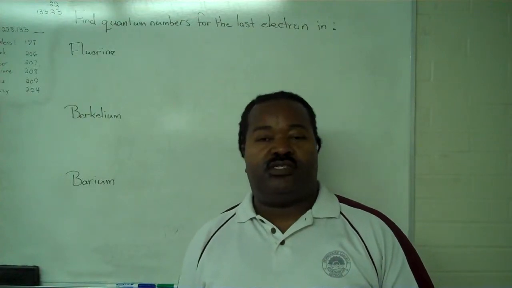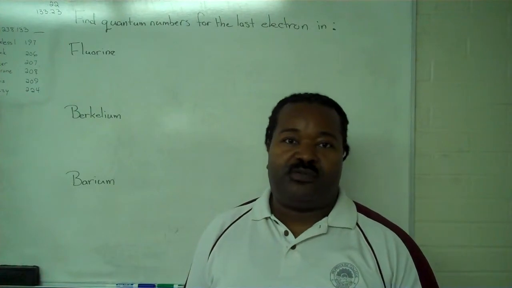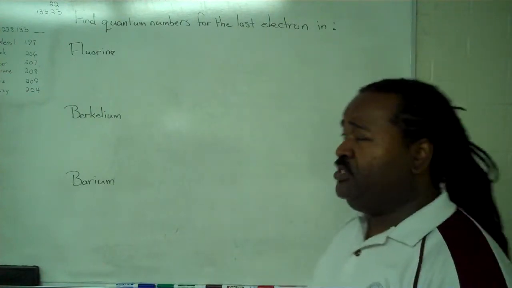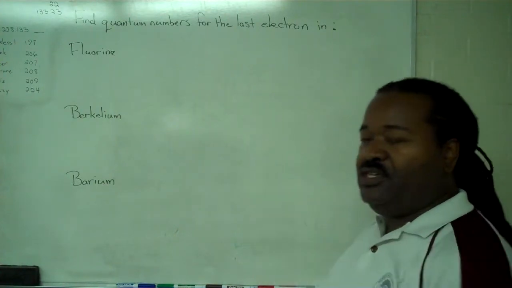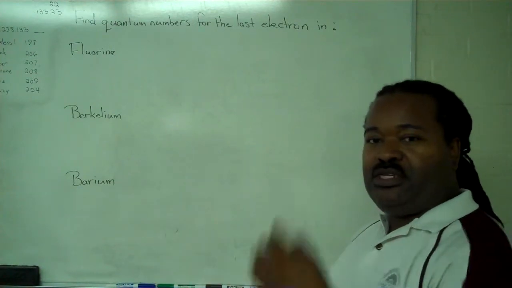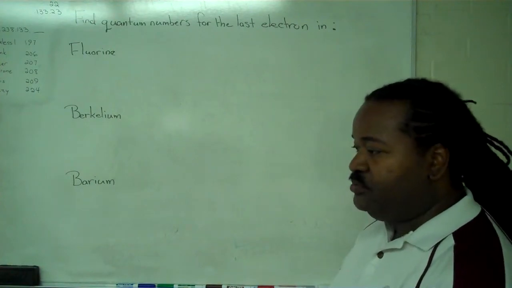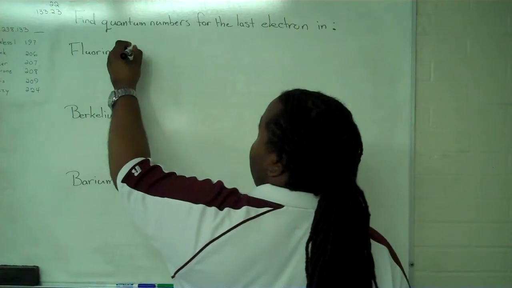This instructional video is designed to show you how to find the quantum numbers that correspond to the last electron in an element. In order to do this properly, you will need, of course, the elements that you're given, which are listed here, but you'll also need a periodic table of the elements so that you can look and count things. So up first we have fluorine, and the first thing we want to do is determine an electron configuration.